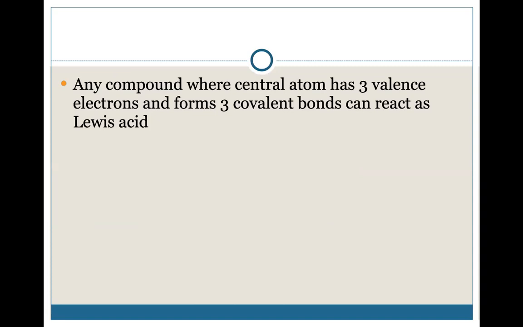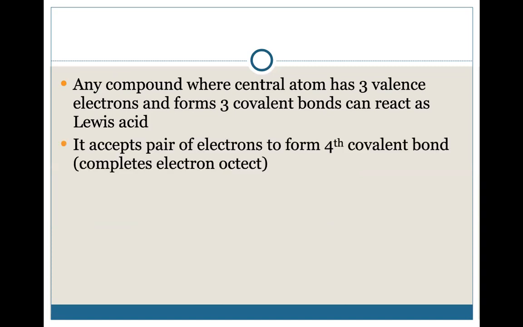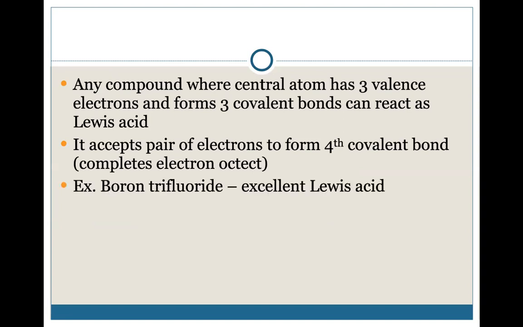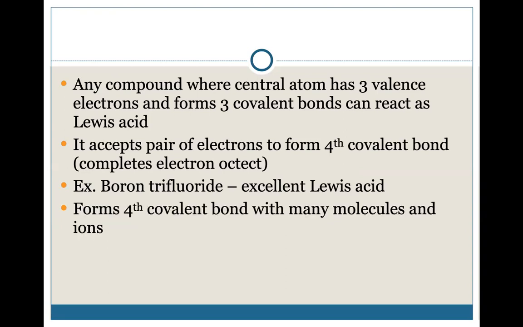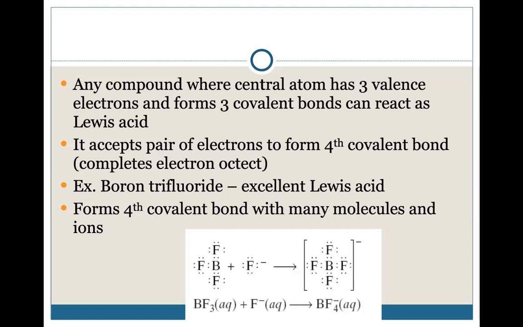Any compound where the central atom has 3 valence electrons and forms 3 covalent bonds can react as a Lewis acid because it accepts a pair of electrons to form the 4th covalent bond and complete the octet. An example is boron trifluoride. It is an excellent Lewis acid. It forms a 4th covalent bond with many molecules and ions. So here we have boron trifluoride.